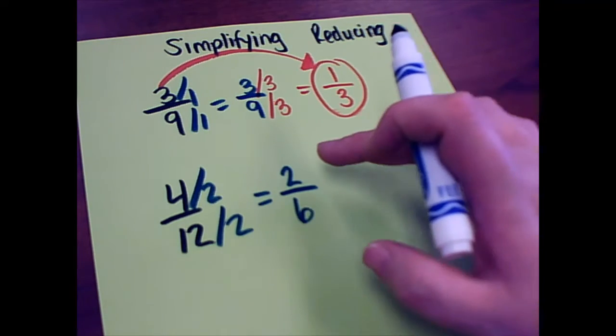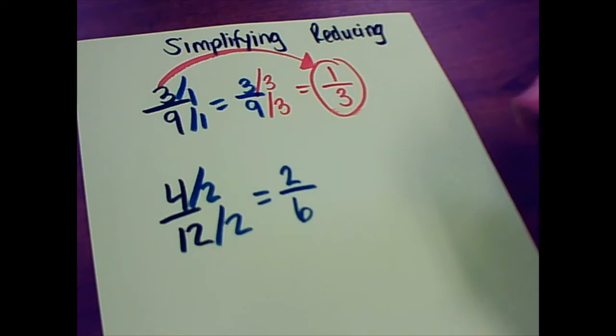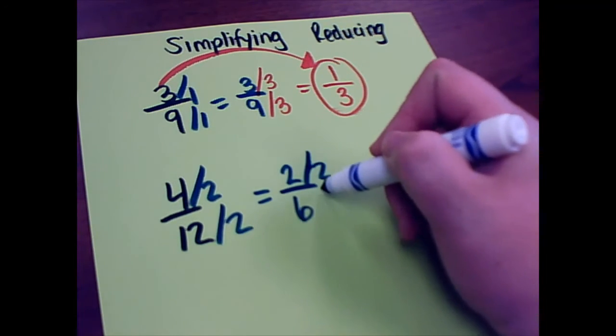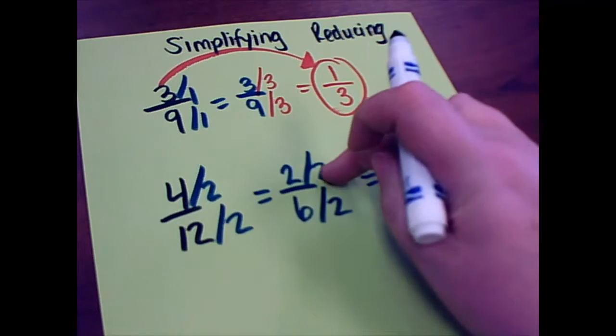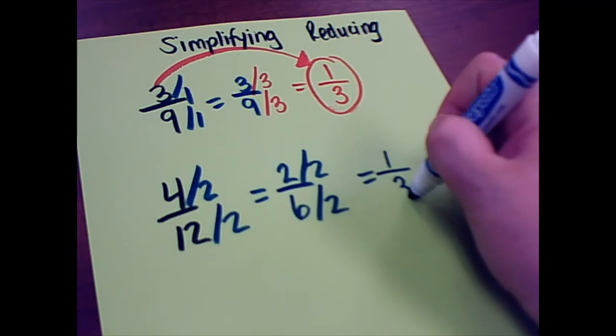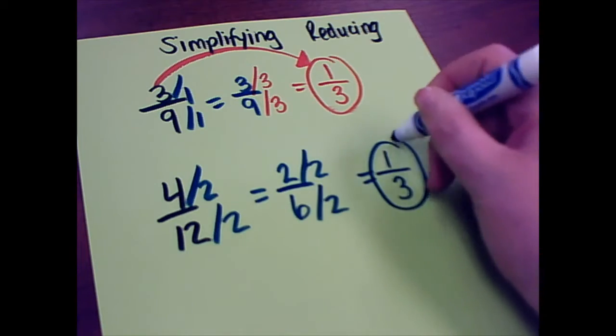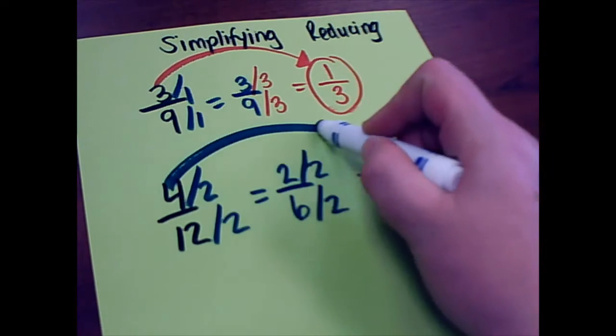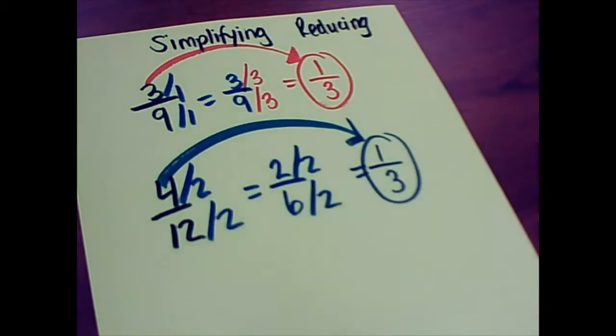But when I look at this, I have 2 and 6, both even numbers. That can be reduced further. Divide by 2, divide by 2. 2 goes into 2 1 time, 2 goes into 6 3 times. 1/3 cannot be reduced any further. So 4/12 is equal to 1/3.